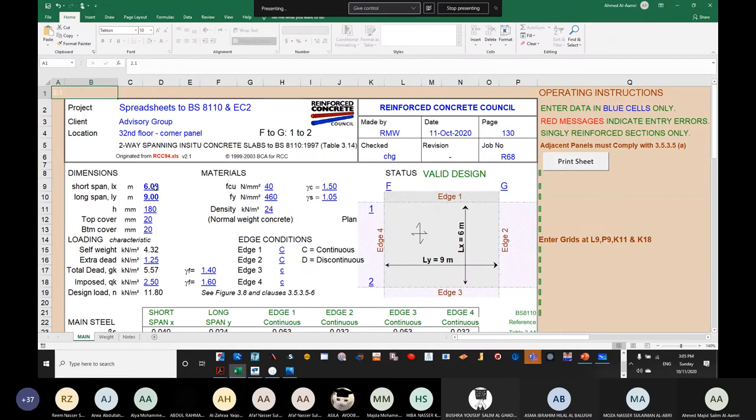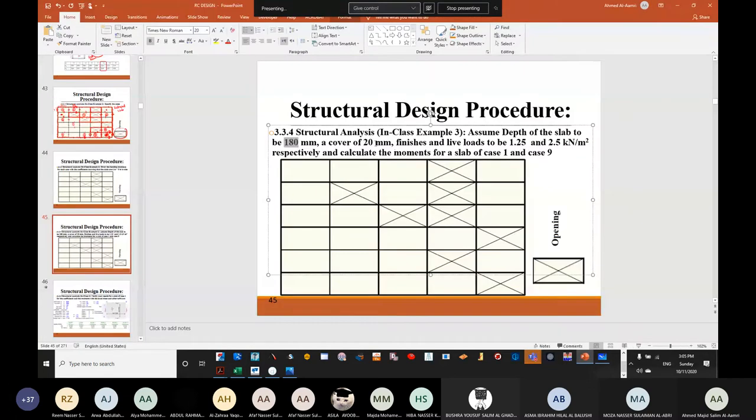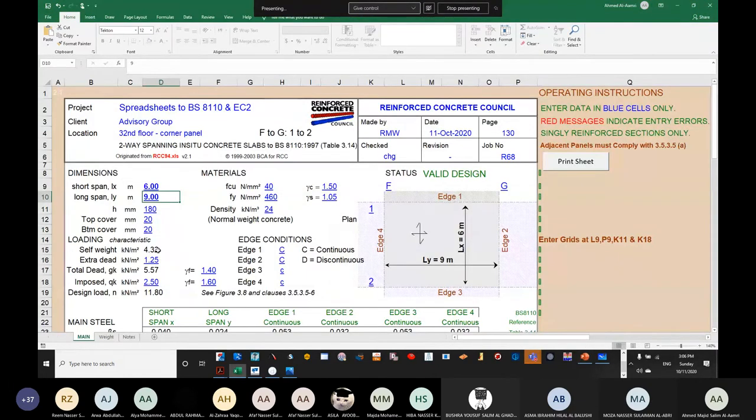Anyhow, going here, this is an Excel. We are going to compare our results with Excel now. It says short span is 6 meter, long span is 9 meter, depth of the slab is 180. Cover is 20 mm, although it will not affect our moment calculation. Self weight, 4.32, has been calculated automatically. If I change anything in the depth, self weight will automatically change.